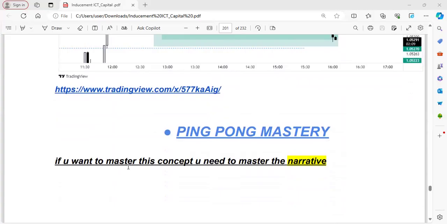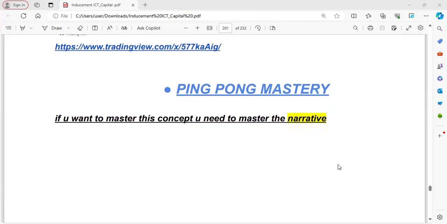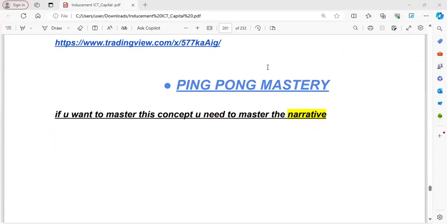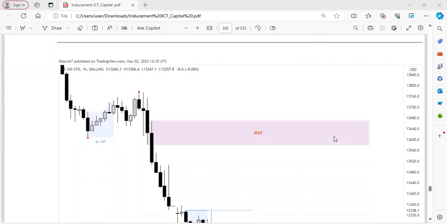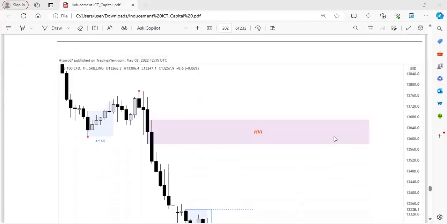But if you want to master this concept, you need to master the narrative. What is narrative? Narrative is a story. If you understand the story, or the movement of the market very well, you know what to do when you see things like this in the market. You don't have to feel nervous, you don't have to feel confused, because you know what's going on in the market, if you get what I mean.